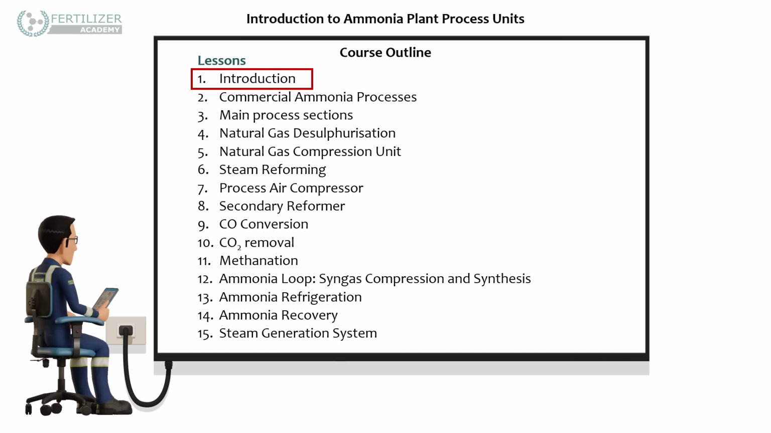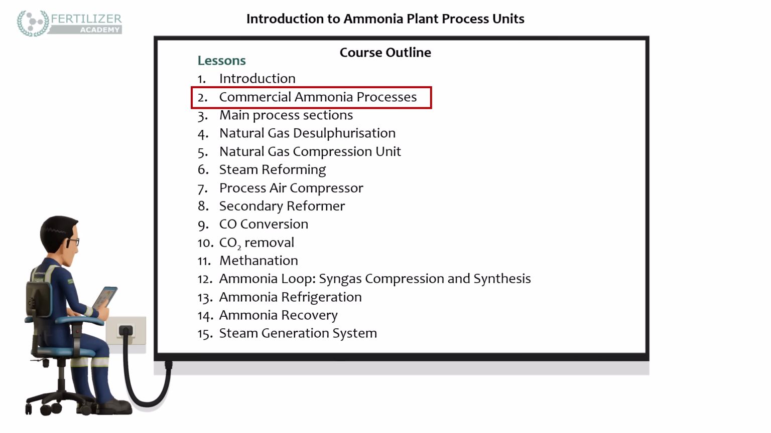Lesson 1. Introduction. In this lesson, we will define the objectives of the course. The training covers technological units, key process equipment, operating parameters, and the underlying reaction theory forming the basis of ammonia production. Lesson 2. Commercial ammonia processes.